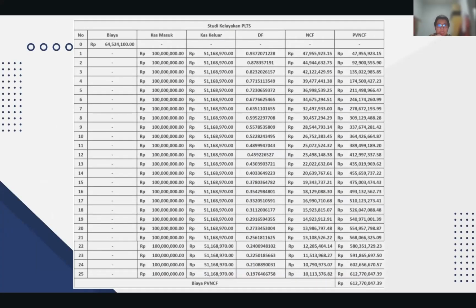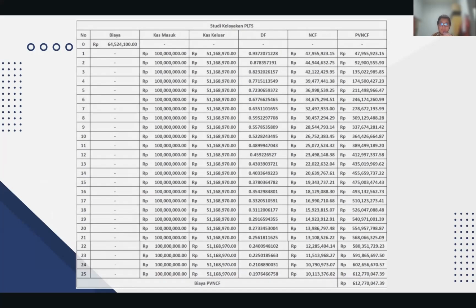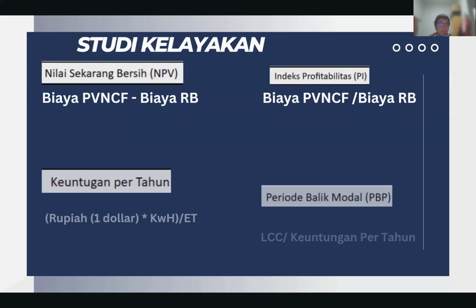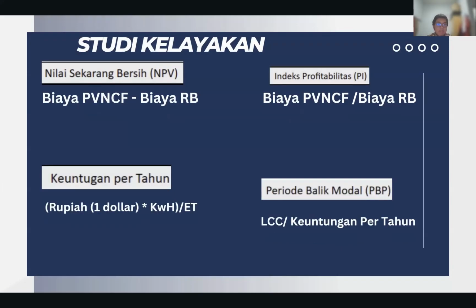After we have done that, we have to know about the studi kelayakan PLTS. We put all of them in here: kas masuk, kas keluar, DF, NCF, PV, NCF, as we know earlier, and the biaya, which is the initial investment that we already know is around 64 million rupiah. And after we know that, we can find the NPV, nilai sekarang bersih, the profitability index, keuntungan per tahun, and periode balik modal with this formulation.